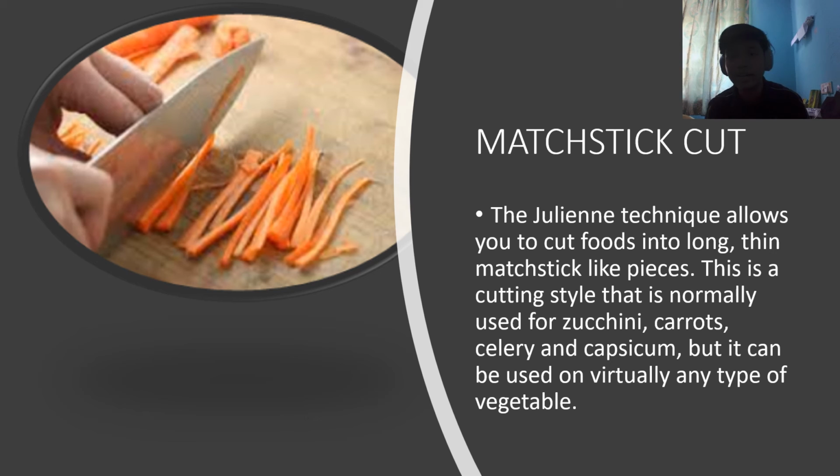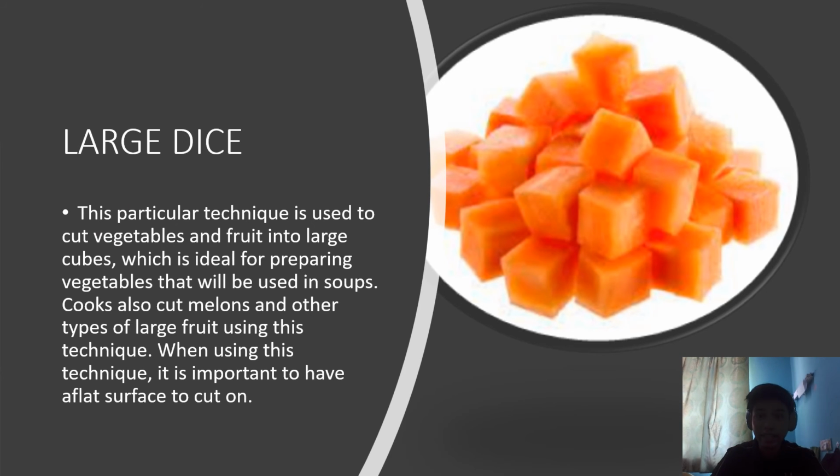Next is matchstick cut. The julienne technique allows you to cut food into long, thin, matchstick-like pieces. This is a cutting style that is normally used for zucchini, carrot, celery, and capsicum, but it can be used on virtually any type of vegetable. Large dice. This particular technique is used to cut vegetables and fruit into large cubes, which is ideal for preparing vegetables that will be used in soup. Cooks also cut melon and other types of large fruit using this technique. When using this technique, it is important to have a flat surface to cut on.